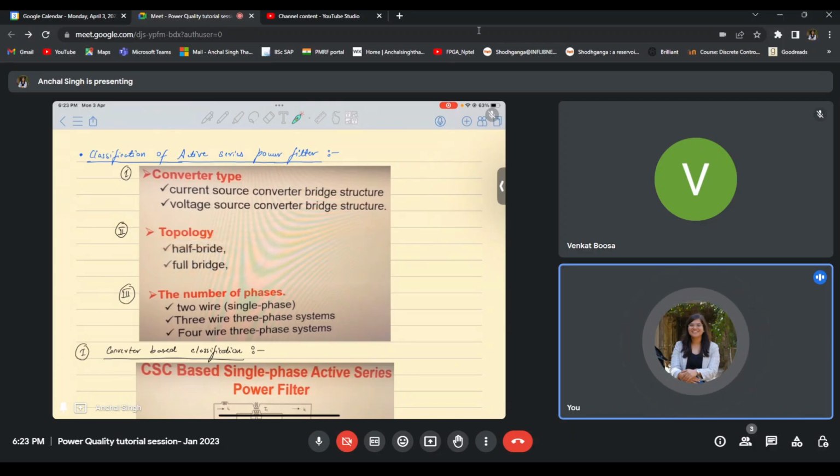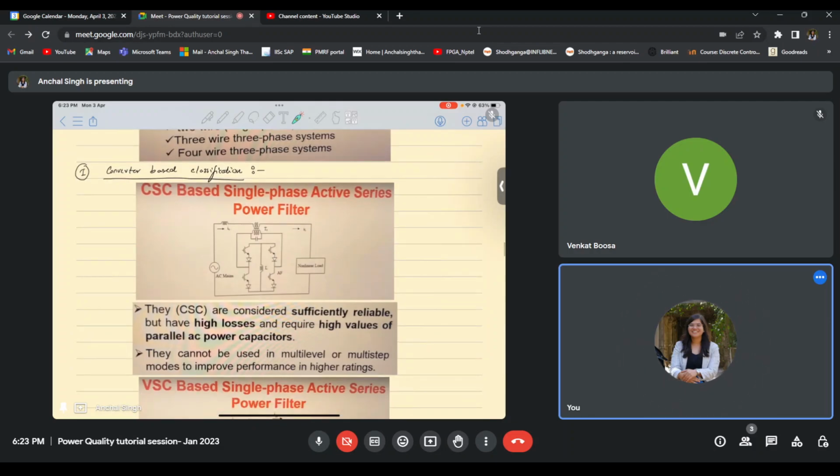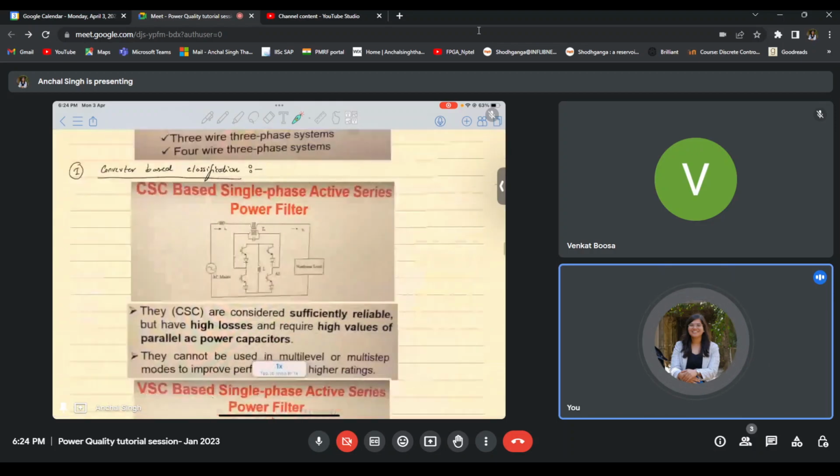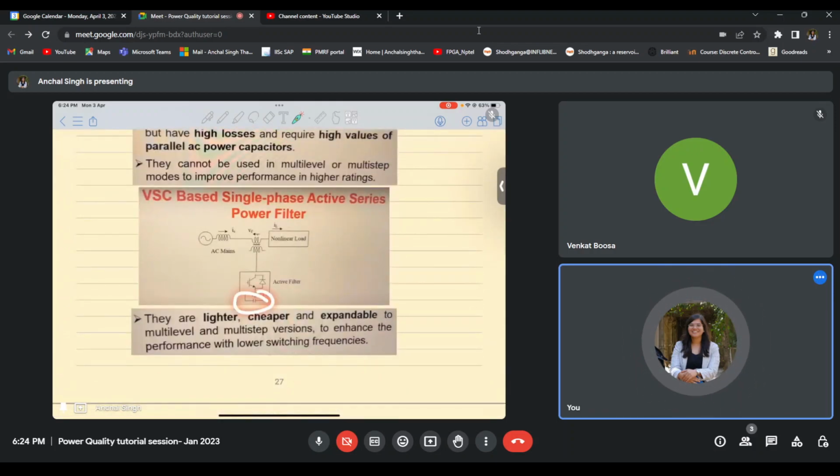Another common basis of classification that we have been discussing is the number of phases, whether my system is a single phase system, a three-phase three-wire system or a three-phase four-wire system. So there are majorly three bases. The first basis is converter type. I could use either a current source converter or a voltage source converter. This is an example of a current source converter because a DC link inductor is connected. When a DC link capacitor is connected, it will be a voltage source converter.